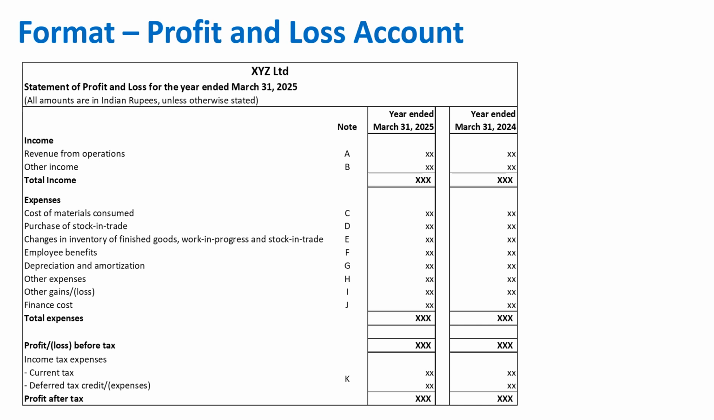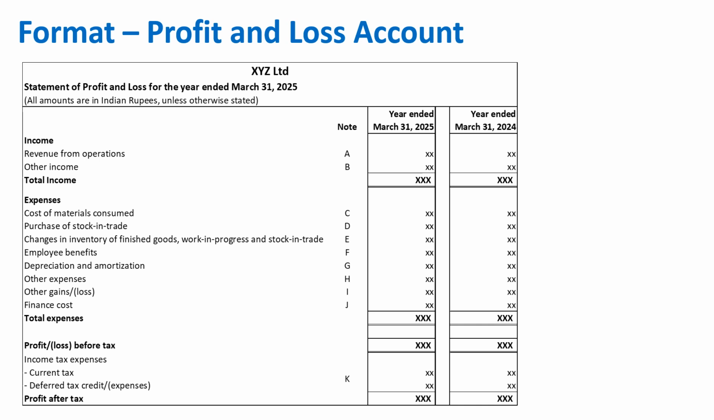The heading is very clear. The company name, XYZ Limited. Then you have to write the period for which the statement is prepared, right? So, statement of profit and loss for the year ended March 31st, 2025. Okay. And then you can write that all amounts are in Indian rupees, or if you are reporting in foreign currency, you can mention the foreign currency if you're preparing for a foreign company. But here I'm giving an example of an Indian company, hence all amounts are in Indian rupees, right?